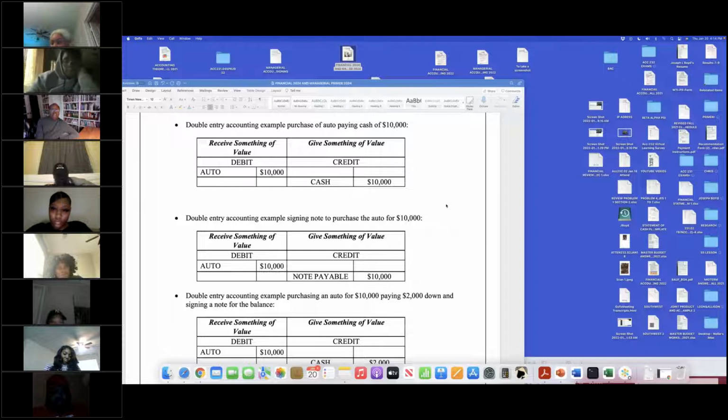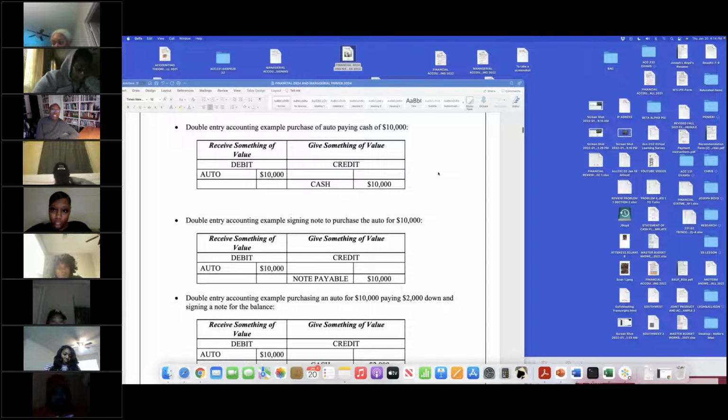As an example of double entry accounting, suppose you bought an auto paying cash of $10,000. You got an auto, you debit auto, and then you credit cash. Okay? So this is what you got in value, you debit. This is what you gave up, you credit.